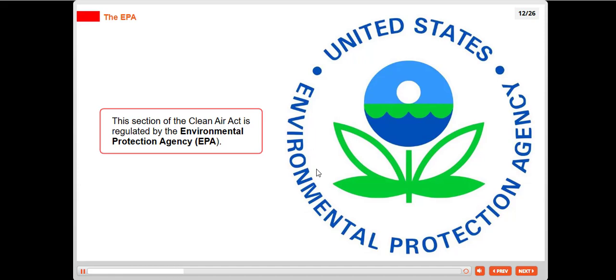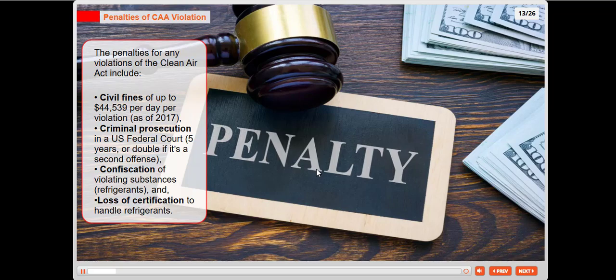This section of the Clean Air Act is regulated by the Environmental Protection Agency, EPA. The penalties for any violations of the Clean Air Act include civil fines of up to $44,539 per day per violation as of 2017, criminal prosecution in a U.S. federal court, 5 years, or double if it's a second offense, confiscation of violating substances and refrigerants, and loss of certification to handle refrigerants.